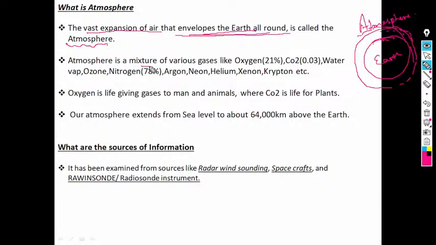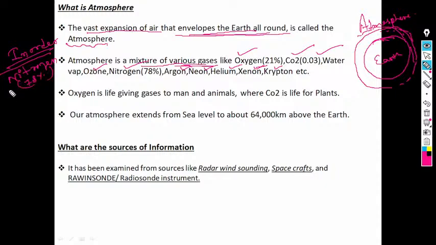Our atmosphere is a mixture of various gases like oxygen, carbon dioxide, water vapor, ozone, nitrogen, argon, neon, helium, xenon and krypton. Let us put the gases in order of their rankings. Nitrogen is first, at 78%.